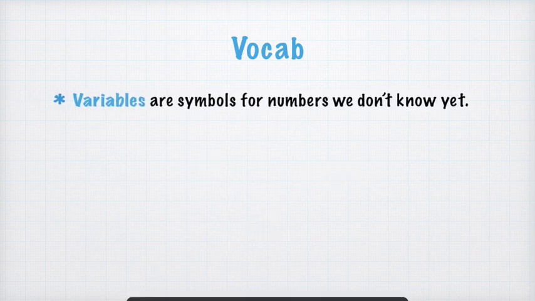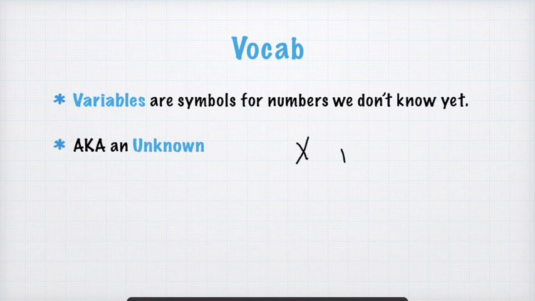Our next is a variable, and a variable is a symbol for a number that we don't know yet. They are also called the unknown. Some common variables that you've probably been exposed to are x and y, but you may have also seen z. We have just an assortment of things that we can use, including stars and hearts. So it's a symbol for something that we don't know yet.